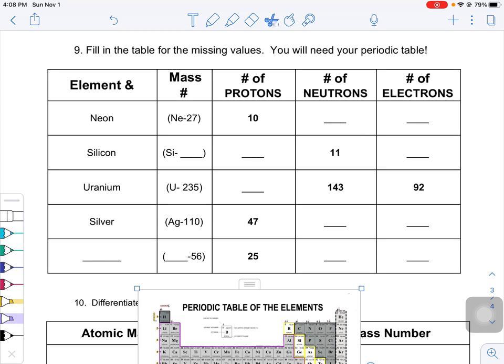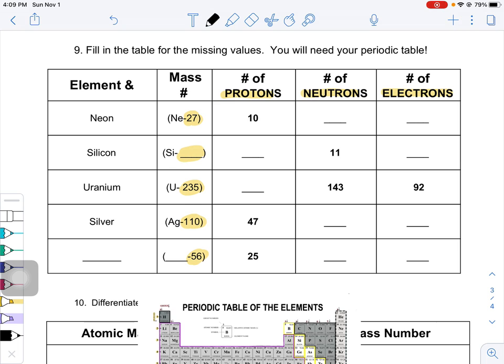Okay, let's keep practicing our knowing how to calculate protons, neutrons, and electrons, along with having the isotope of the different atom. So we have a couple things going on here. We have the element name over here on the left. We also have the mass number, or need the mass number in a couple of them.